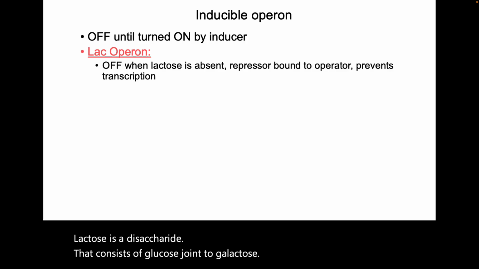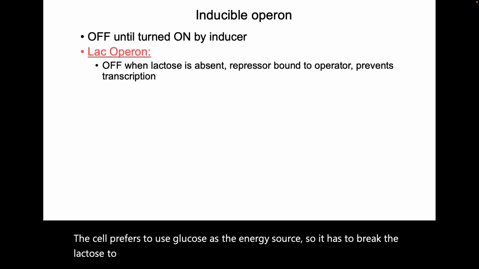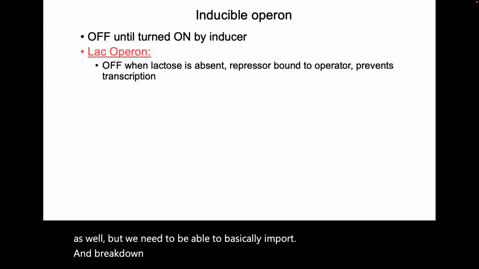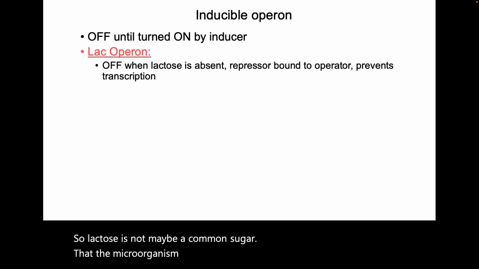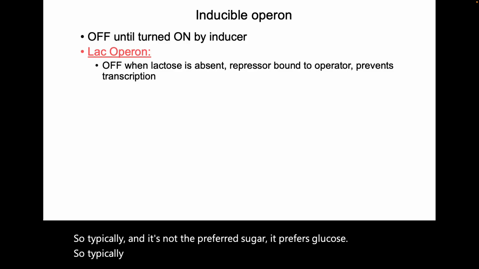The cell prefers to use glucose as the energy source, so it has to break the lactose to access the glucose. It can modify galactose if it wants to use that as well. But we need to be able to basically import and break down the lactose. So lactose is maybe not a common sugar that the microorganism might encounter, and it's not the preferred sugar, it prefers glucose. So typically this operon is off.